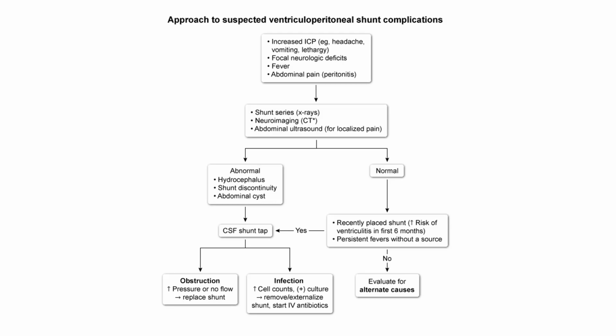And if there is obstruction or if there is infection, or if the shunt series, abdominal ultrasound, or neuroimaging is normal, then a recently placed shunt has an increased risk of ventriculitis in the first 6 months. Persistent fever without a source? No. Then evaluate for an alternate cause, not VP shunt anomaly.